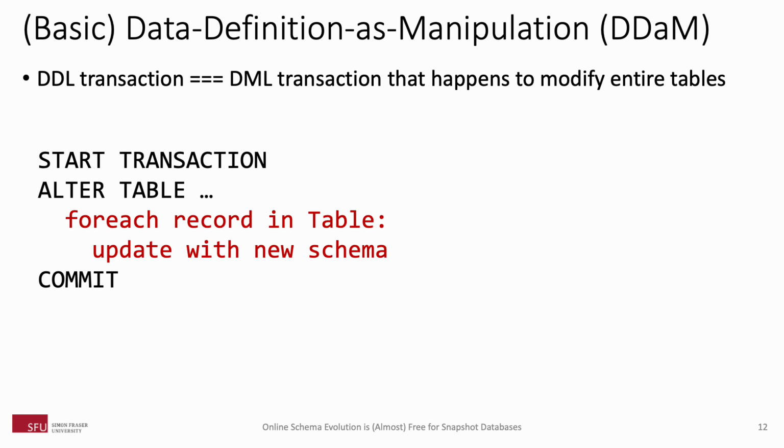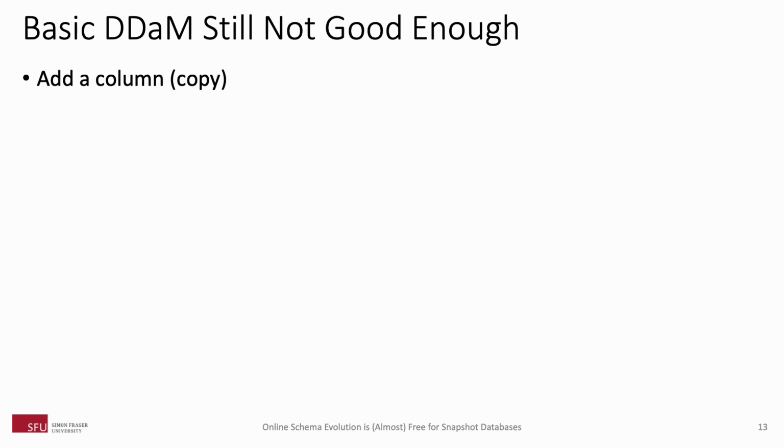One thing to note here is that the code in black, like start transaction, alter table, and commit, are written by the users, but the code in red is implemented by the engine. So here, basic DDAM directly leverages the generic SI to do DDL. It looks very simple, right? However, the basic DDAM is still not good enough.